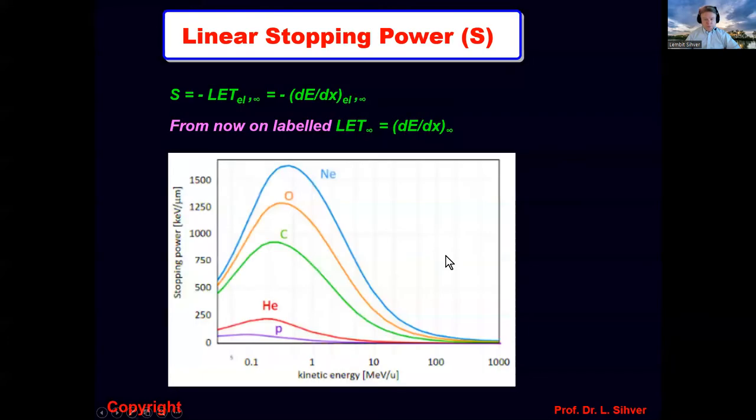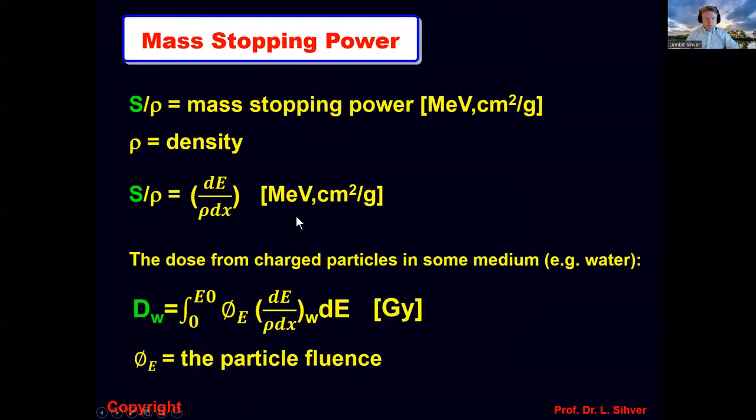So the stopping power is the same as the negative unrestricted LET, and we see that for therapeutic beams, the electronic stopping LET is dominant. If we look at the stopping power in keV per micrometer as a function of kinetic energy of the particle, we see here protons, helium, carbon, oxygen, neon. We see that the stopping power is much higher for higher charge particles. The LET is going up with the charge and also increasing with decreasing velocity.